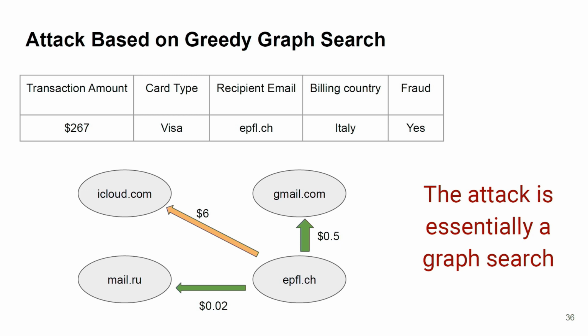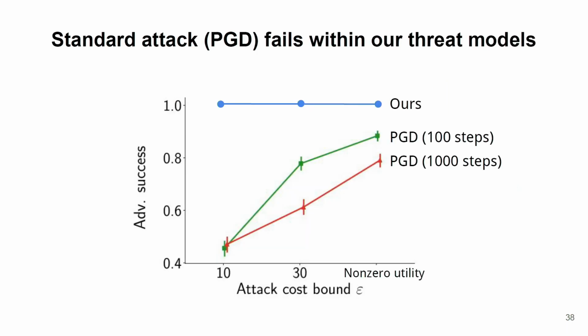The adversary looks at the feature recipient email, then he expands this feature into the graph, and using heuristic graph search, he iterates over possible feature changes and finds that changing the domain name to gmail.com brings him the result within the cost constraint.